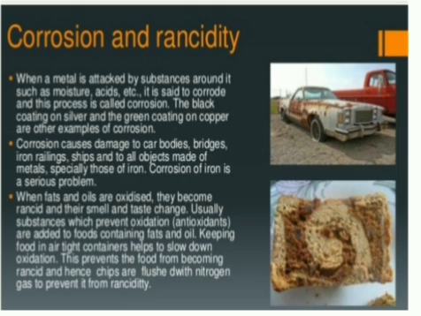Corrosion. When a metal is attacked by substances around it, such as moisture, acid, etc., it is said to corrode, and this process is called corrosion. The black coating on silver and the green coating on copper are examples of corrosion. Rusting of iron is also an example of corrosion. Corrosion causes damage to car bodies, bridges, iron nails, ships, and all objects made of metals, especially those of iron. Corrosion of iron is a serious problem.